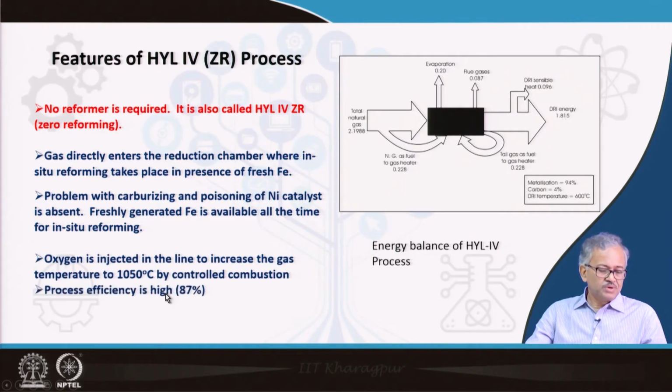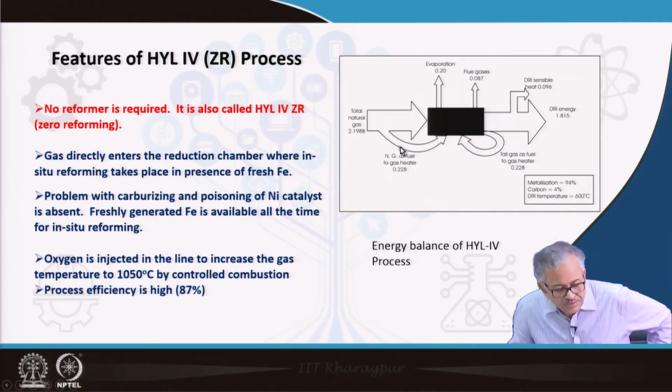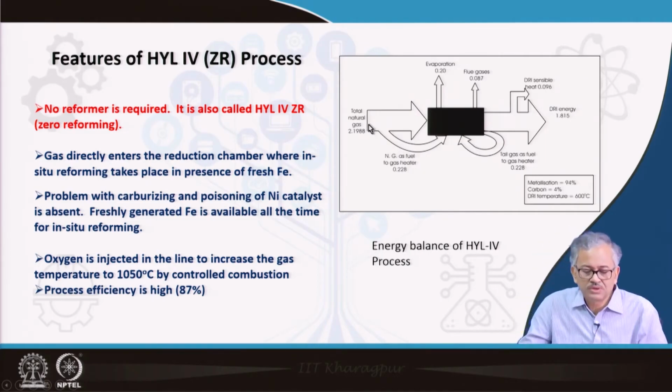So these I have talked about. Process efficiency around 87%. If you see the energy balance here, you can see the total natural gas, the energy carried by the natural gas, around 2.1988 gigacalorie per ton of sponge iron. And this is through the natural gas.